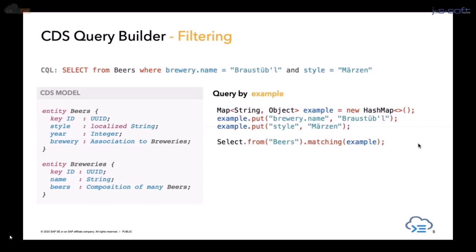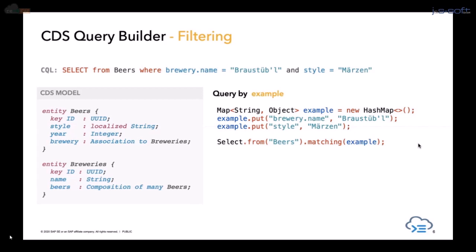We also support query by example style. In this case, you just provide some example data via a map. There you can just put strings to objects. So in this case, a path expression, the brewery name should be Braustübel, the style should be Märzen, and then you can do a select from using matching and just provide the map as an example, and we take this as a query.